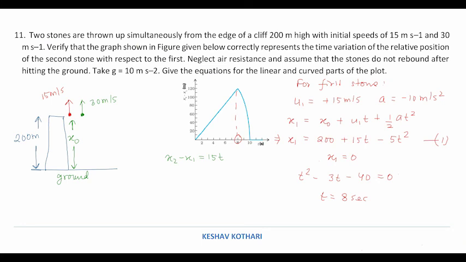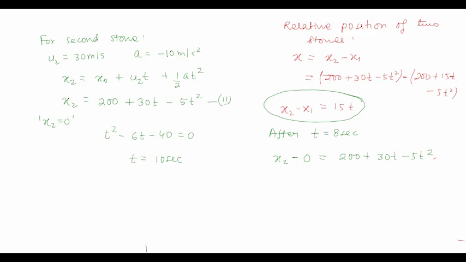So we have given an explanation for this graph, and have also written the equation for the linear part, which is this one, and for the curved path. So let us move to the next question.